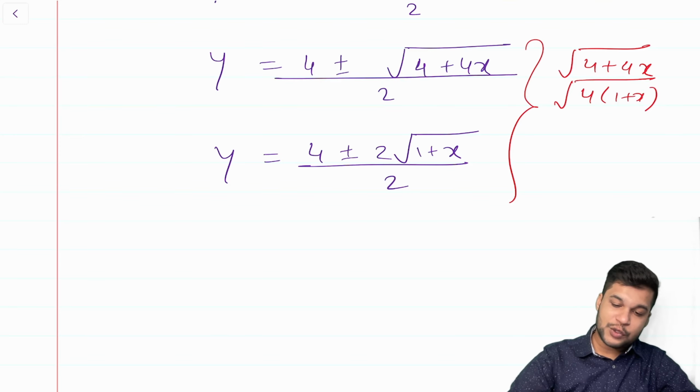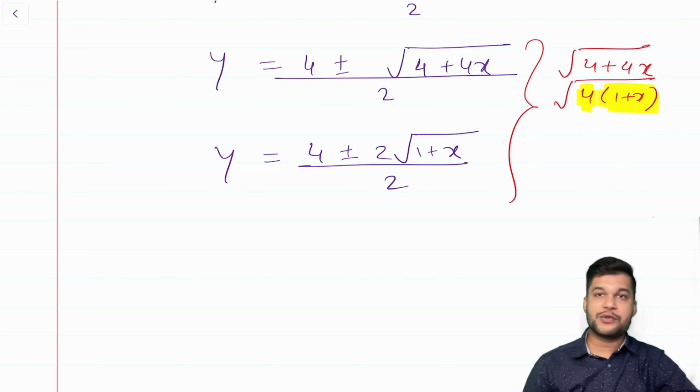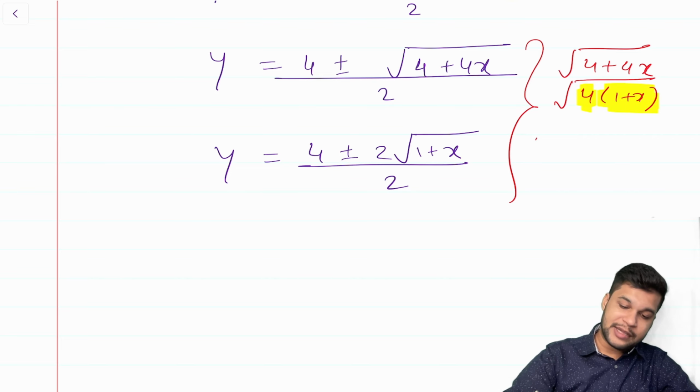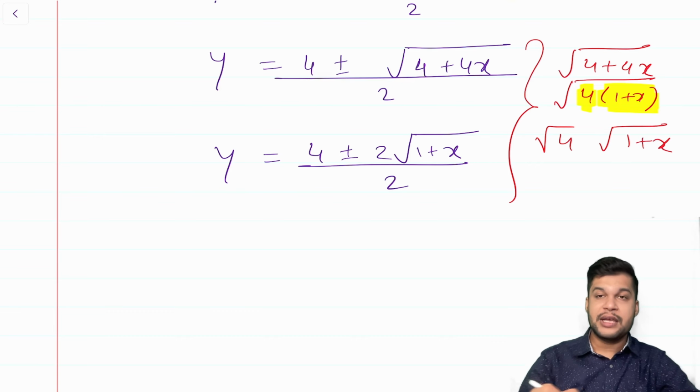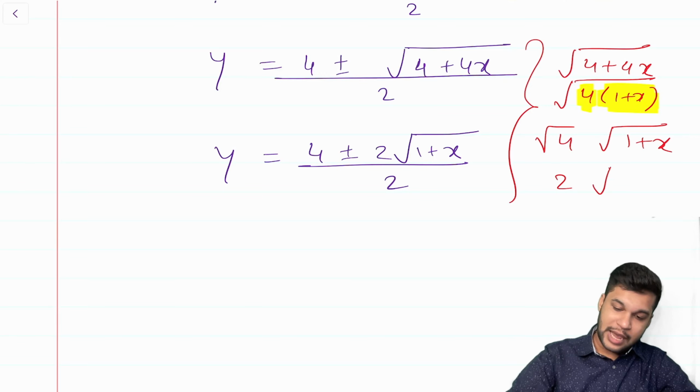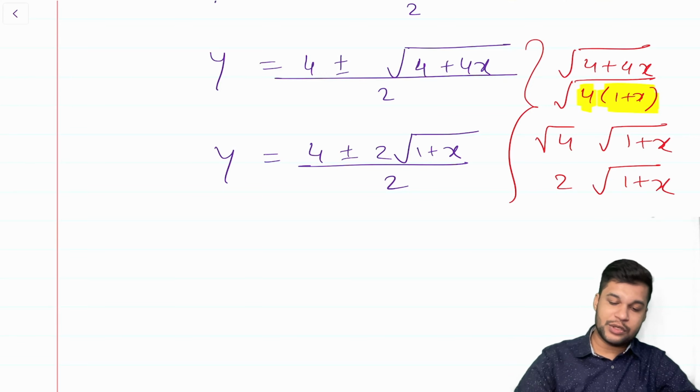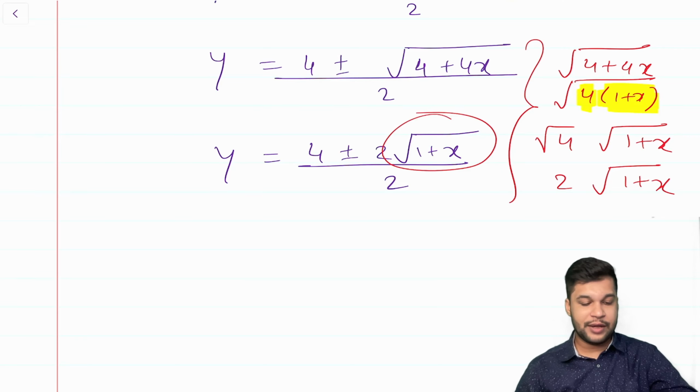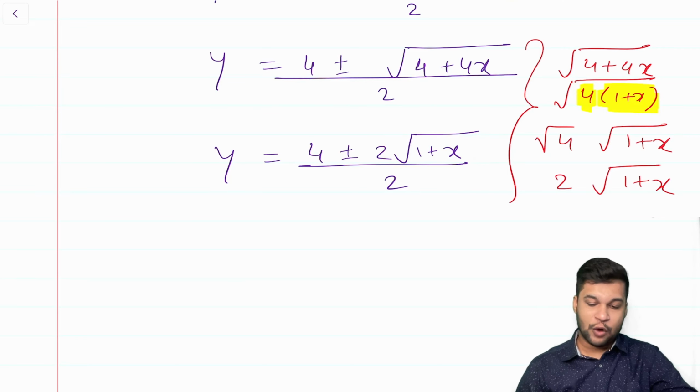Now you have square root of a into b, so it can be written as square root of a into square root of b. So square root of 4 is 2, and then you have 1 plus x. So this is what I've written here. Okay, so I hope you understood.